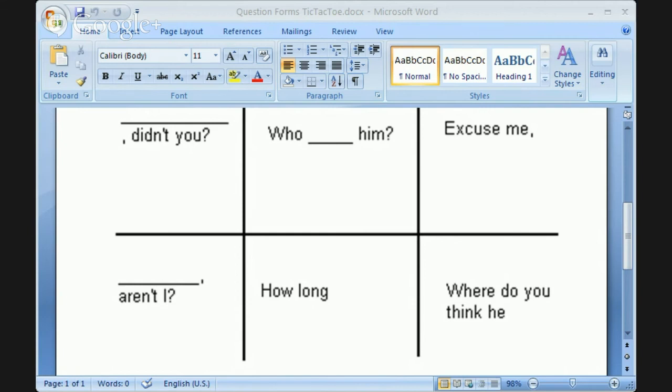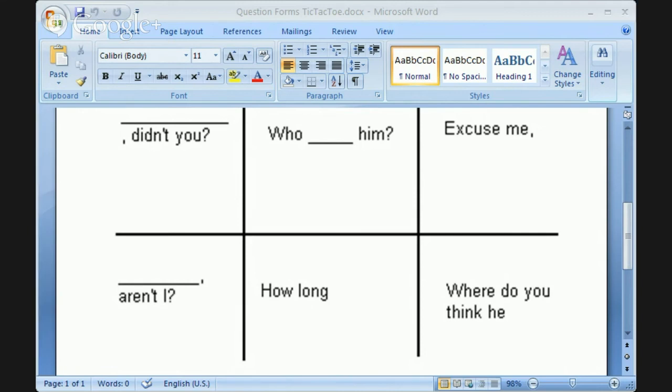Michael, where do you think he? Let's see. Where do you think he is? Present tense. Past tense. Where do you think he was? Where do you think he hidden? Yes, it's correct. He has hidden the books. Oh yeah. It's singular. That's right. Hidden the books.